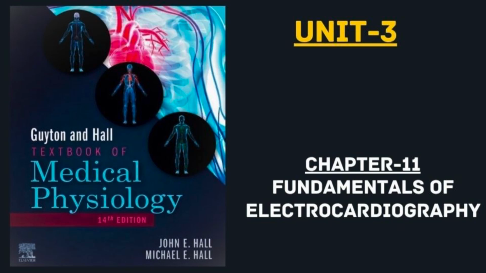And one looking diagonally down the left side from the left shoulder to the left hip, lead 3. And if you draw lines connecting those 3 points, right arm, left arm, left leg, you create an equilateral triangle with the heart sitting right in the center, acting as the electrical source. That is Einthoven's triangle.